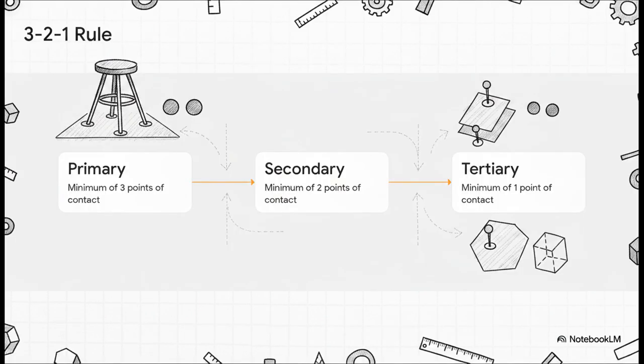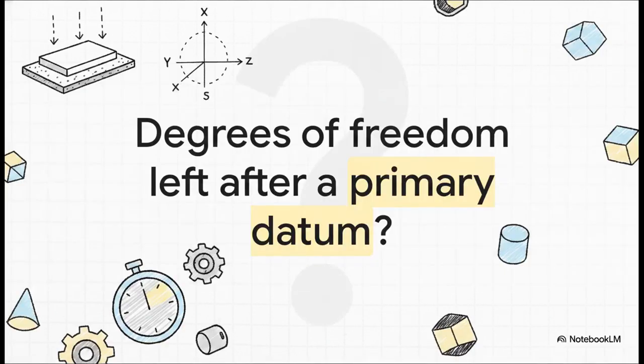And that brings us to how we actually lock a part down for measurement, using what's known as the 3-2-1 point contact rule. To fully stabilize an object, we specify datums in a very strict order of precedence. Step 1 is the primary datum, which requires a minimum of 3 points of contact, kind of like a three-legged stool, which, as you know, never wobbles. Step 2 is the secondary datum, requiring a minimum of 2 points of contact. And finally, step 3 is the tertiary datum, requiring just 1 minimum point of contact. This exact step-by-step sequence is how we build our datum reference frame. So let's test your intuition on how this physical constraint actually works in practice.